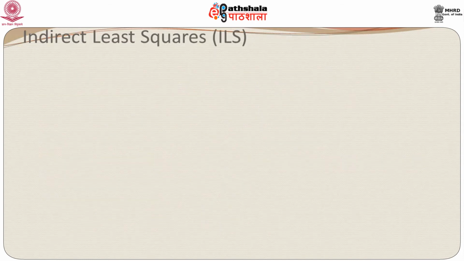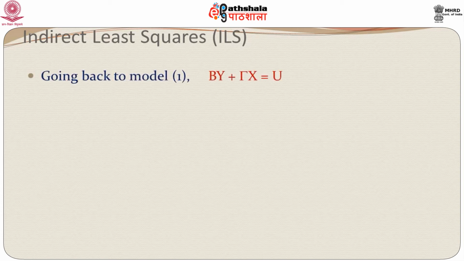We will now do the indirect least squares. Now, what is the indirect least squares method? First of all, let us go back to the model. Model was By plus gamma x is equal to u. We could not estimate B and gamma directly from this, because the response and the endogenous variables which are not the response but are there in the equation are going to be correlated with the error.